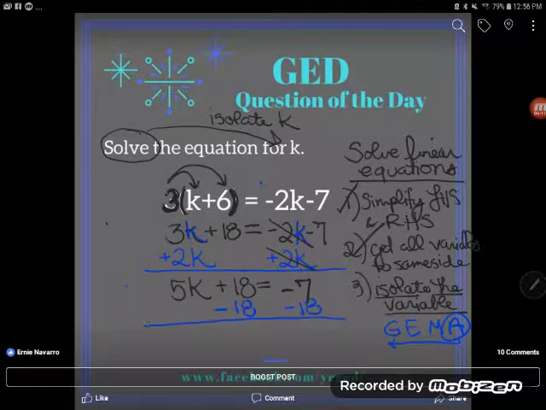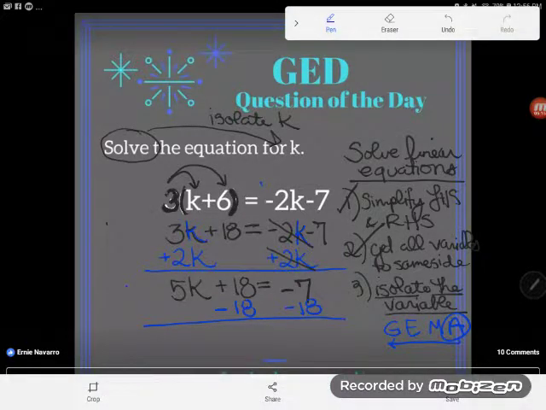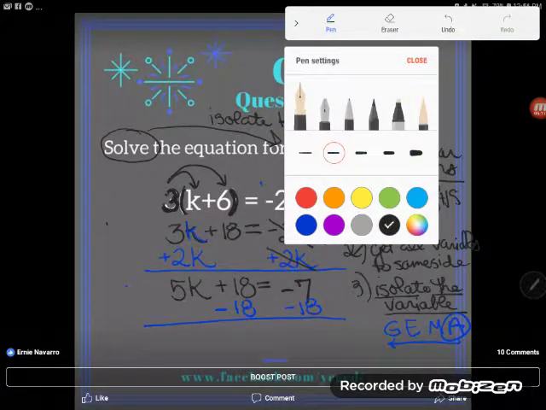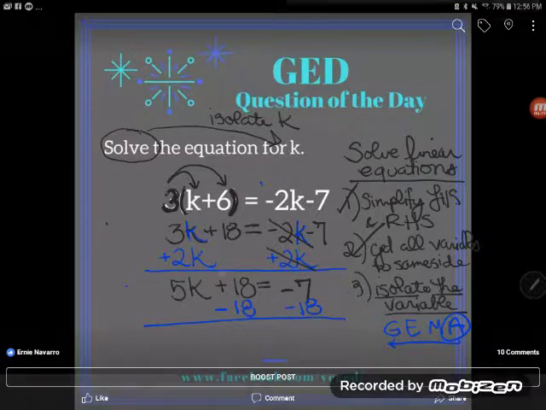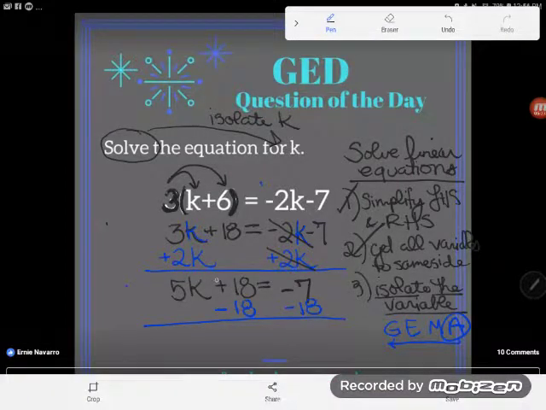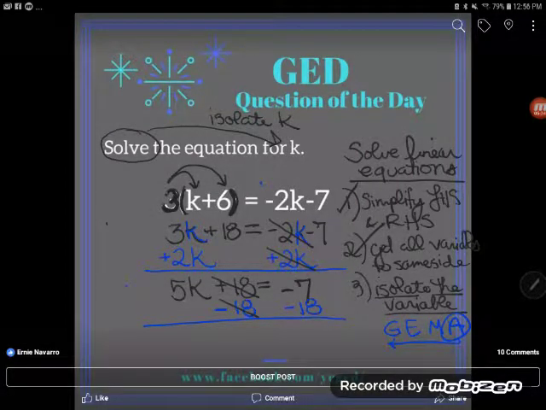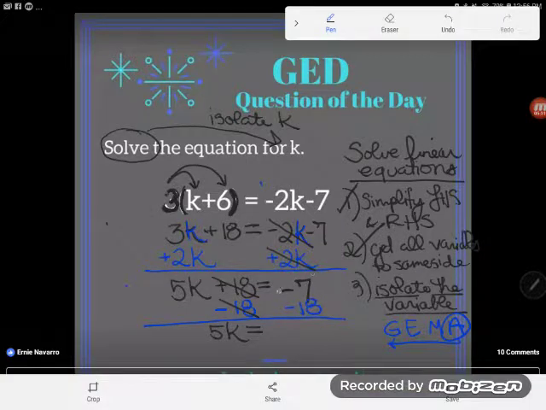So I'm going to get rid of anything that's adding or subtracting first. That 18 was adding, so I'll do the opposite of adding, which is subtracting 18. And what's that going to do for me? Well, my adding 18 and subtracting 18 will cancel, so all that's left there is 5k. See how I'm getting the letter alone? And on the right-hand side, there's that math to do.